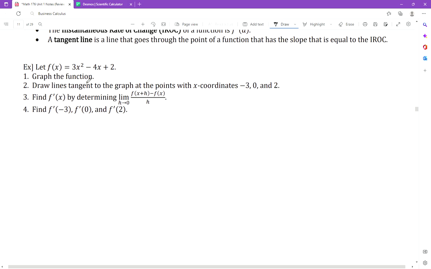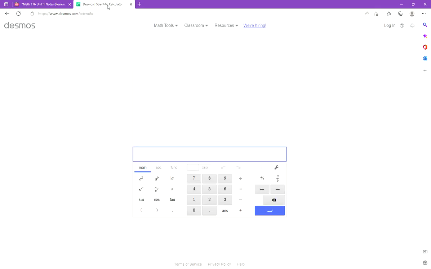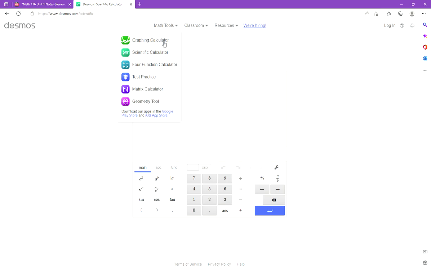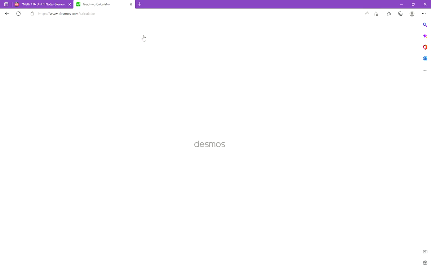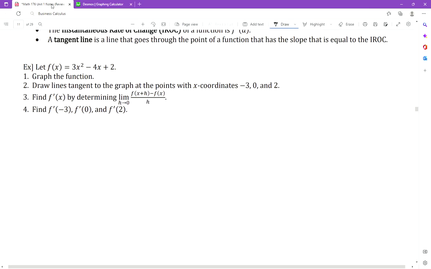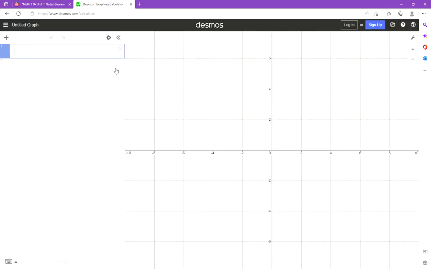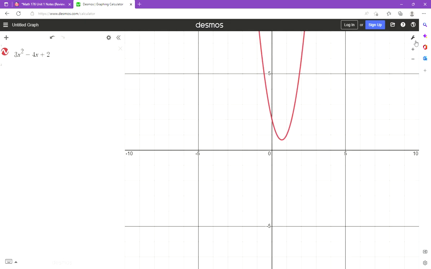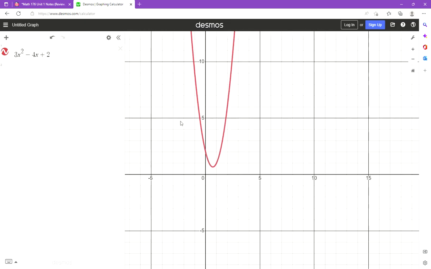Number one, it says graph the function. I'm going to use a graphing calculator. I'm on Desmos, let's go to graphing, and I'm going to type it in exactly the same way. So 3x squared minus 4x plus 2. If you have a handheld calculator, you could do this too. I'm just making it bigger. There we are. So we get this.